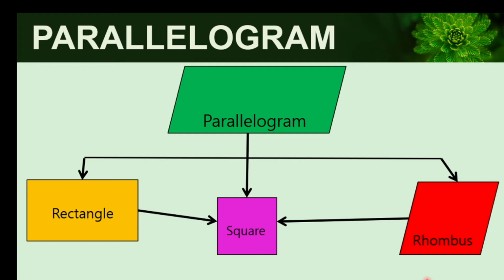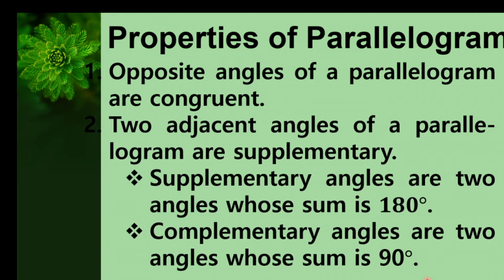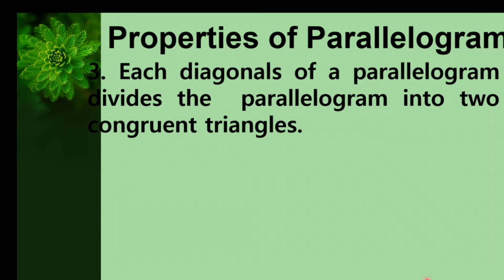A parallelogram has different properties. The first property of a parallelogram is that opposite angles of a parallelogram are congruent. Second property, two adjacent angles of a parallelogram are supplementary. When we say supplementary, these are two angles whose sum is 180 degrees, while complementary angles are two angles whose sum is 90 degrees. For the third property, each diagonal of a parallelogram divides the parallelogram into two congruent triangles.